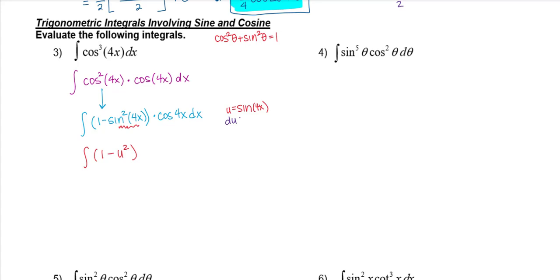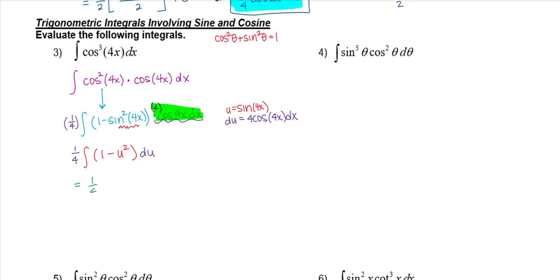Well, if u is sine of 4x, du is 4 cosine 4x dx. And look, I can easily manipulate or multiply in a 4 if I multiply out a 1/4. And now I can see I have my entire du right here. So I will put a 1/4 in front of my antiderivative, and the rest of this just became du. And my integral should be pretty simple to integrate. Mostly we're setting these up so we can use the basic power rule.